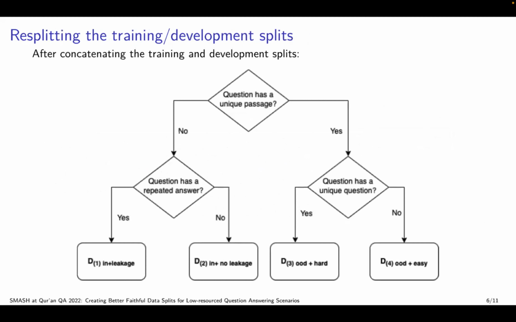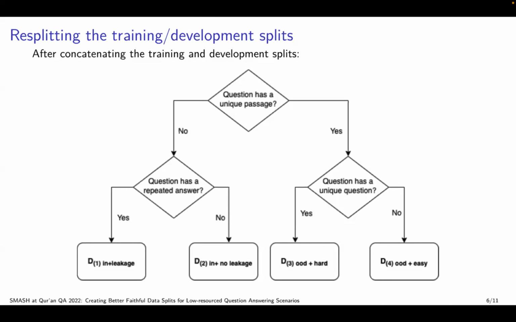So we decided to concatenate the training and development splits and re-split the data in a way that gives us splits that don't have such overlap, or we can say leakage, such that we can better understand how the models are working and compare different architectures and models.